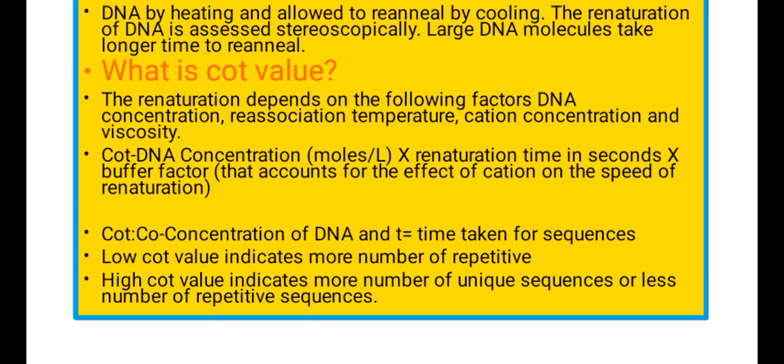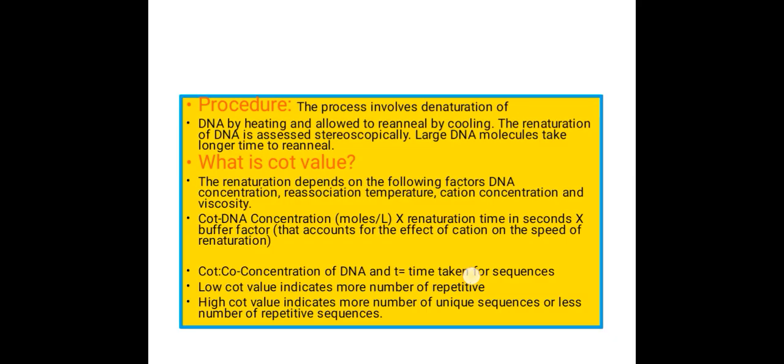Cot equals DNA concentration in moles per liter times renaturation time in seconds times a buffer factor that accounts for the effect of cation on the speed of renaturation. Cot: Co is the concentration of DNA, t is the time taken for sequences to renature. Low Cot value indicates more number of repetitive sequences. High Cot value indicates more number of unique sequences or less number of repetitive sequences.